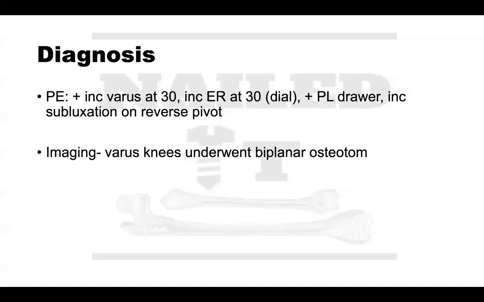So the patients in this paper were diagnosed on physical exam with increased varus laxity at 30 degrees and then external rotation at 30 degrees, which is our dial test. There's a positive posterolateral drawer and the subluxation present on a reverse pivot shift. Some plain radiographs would also show varus knee alignment as well. And if that was the case, they underwent a biplanar osteotomy to restore their mechanical axis.